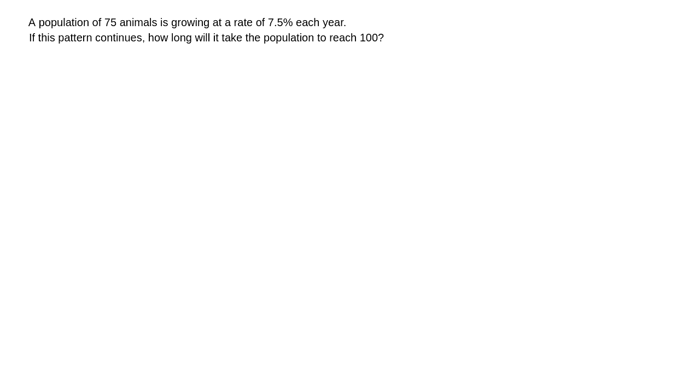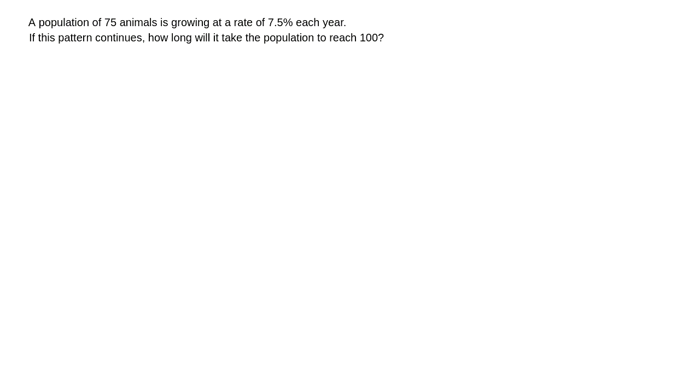In this session, we're going to do a differential equation application problem, and this time the problem deals with population growth. So a population of 75 animals is growing at a rate of 7.5% each year. If this pattern continues, how long will it take the population to reach 100? Okay, so this is just an exponential growth problem.